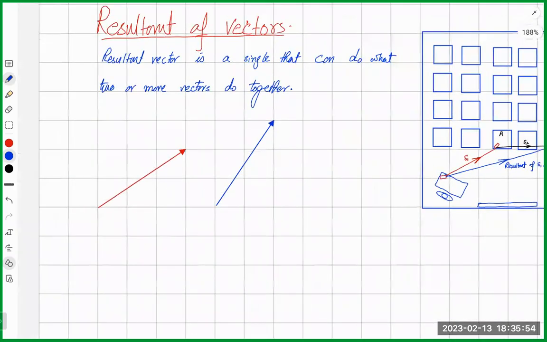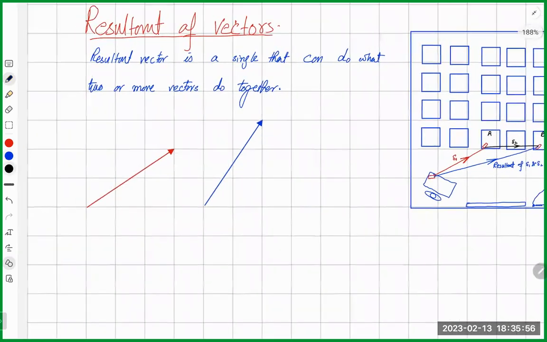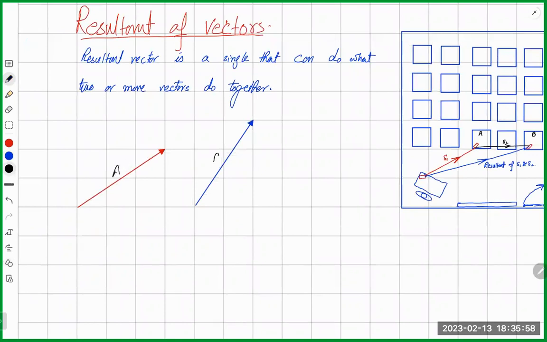Now we have two vectors here. This is vector one, I will call it vector A, another vector B. So we want to see the resultant of these two vectors. First of all, we have to shift the vectors. And when we are shifting vectors, you have to be very careful that we do not change the length of the vector, we do not change the direction of the vector. These are the two things you have to be very careful about.